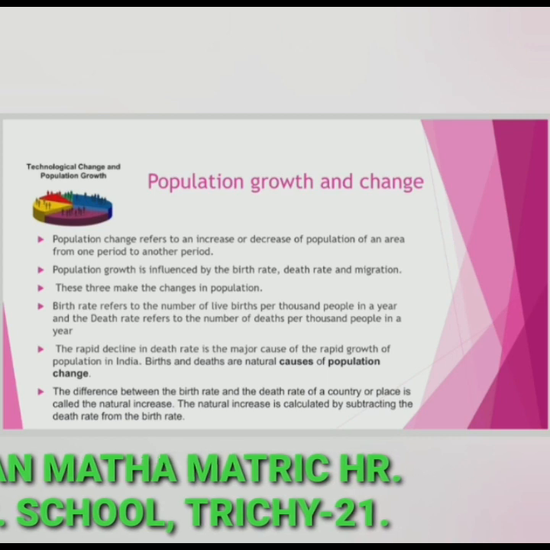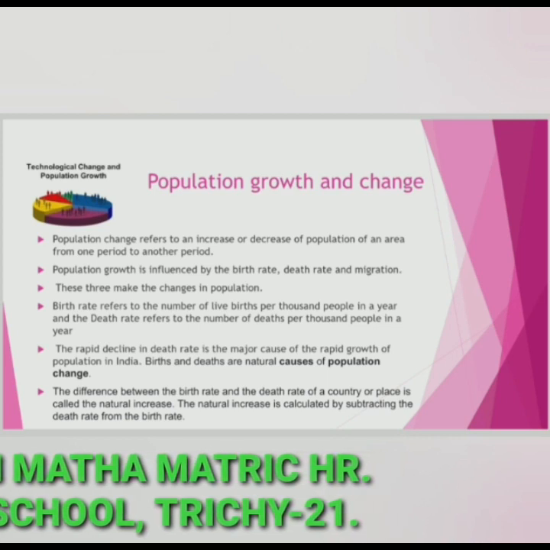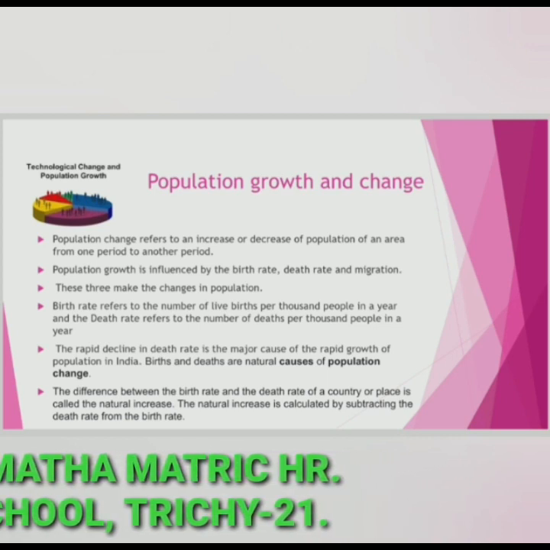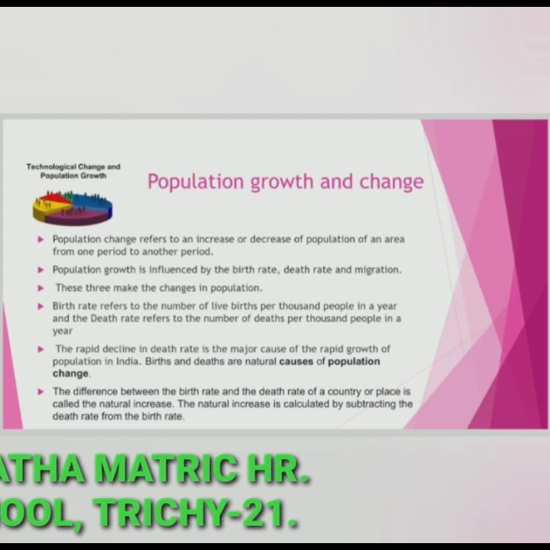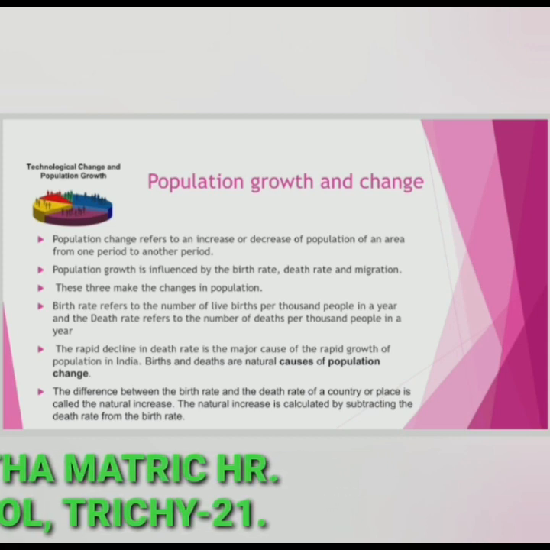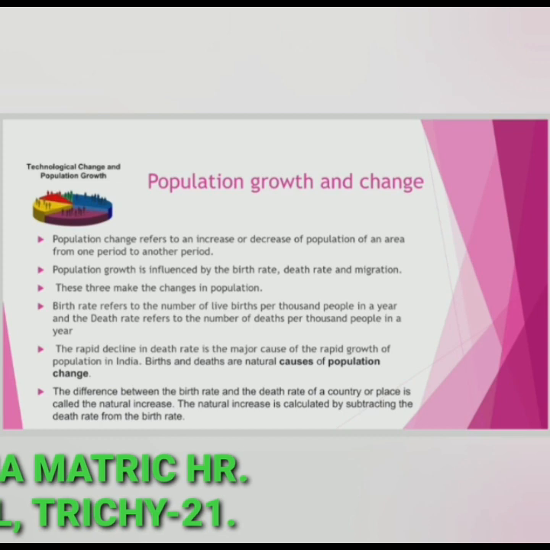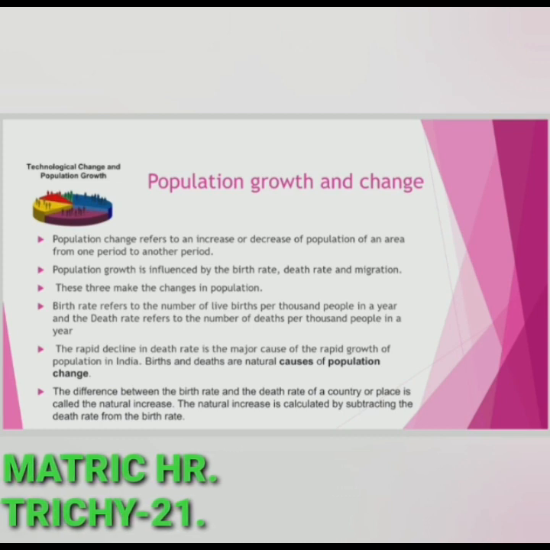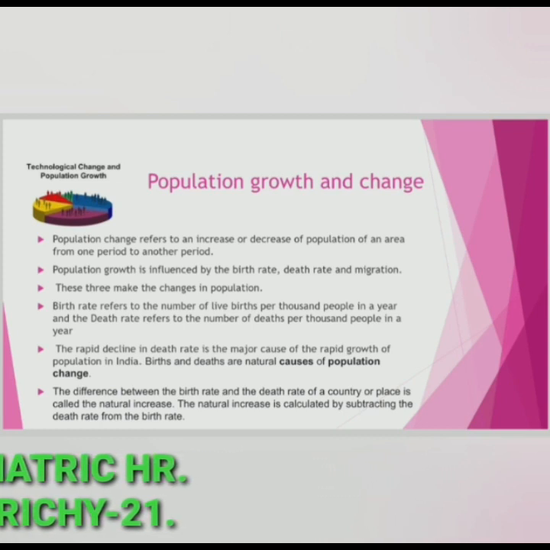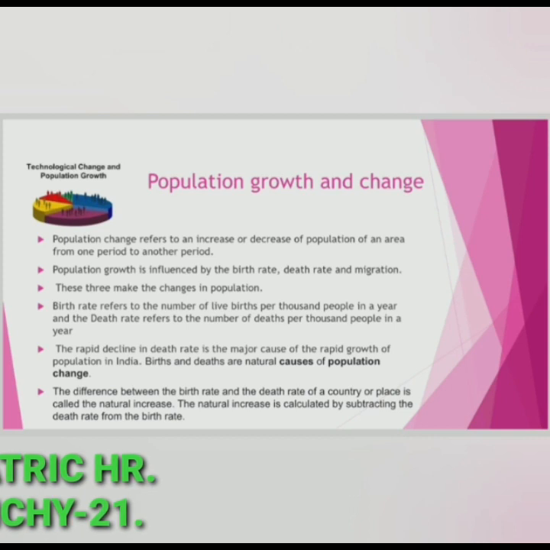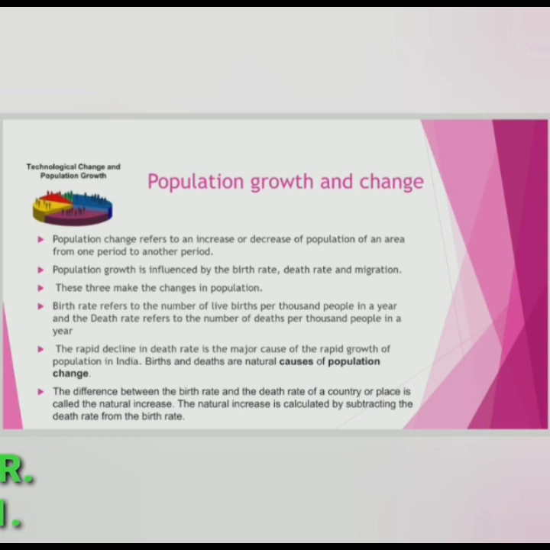The rapid decline in death rate is the major cause of rapid growth of population in India. Births and deaths are natural causes of population changes. The difference between birth rate and death rate of a country or place is called natural increase. The natural increase is calculated by subtracting the death rate from the birth rate.